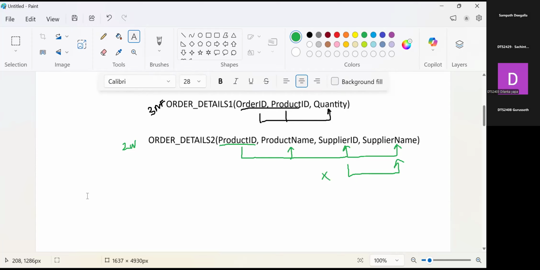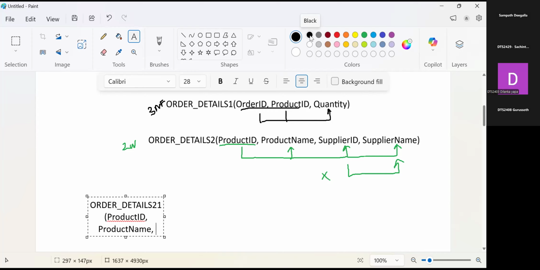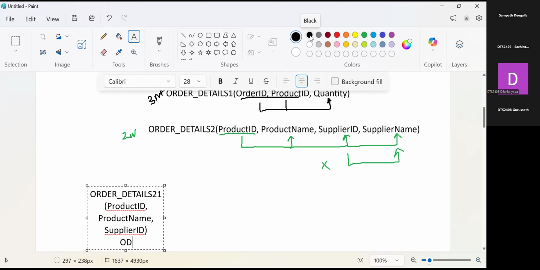Okay, you have to separate this one. So I'm going to say order details 21 and 22. So we can have product ID, product name, supplier ID. This is one. And then I will say order details 22.